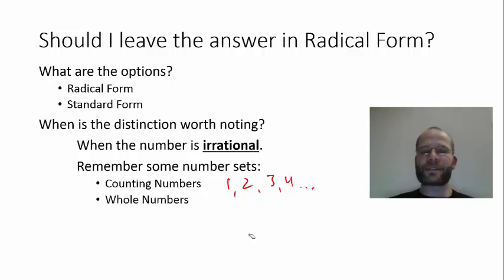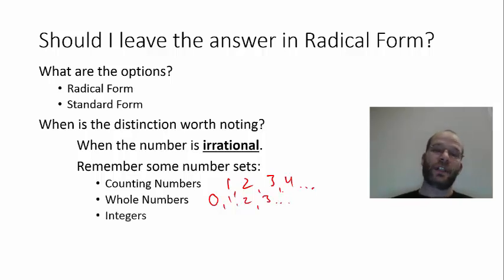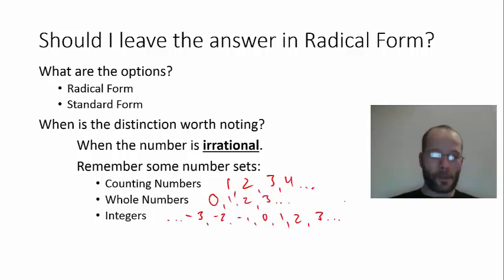There are whole numbers, which are the counting numbers, and 0. So we have 0, 1, 2, 3, and so forth. Then we run into integers, which are the whole numbers and their opposites. So numbers such as -3, -2, -1, 0, 1, 2, 3.